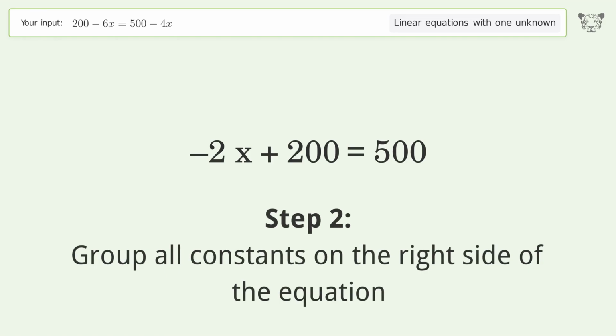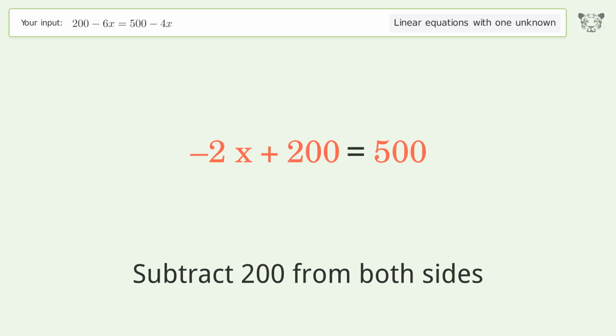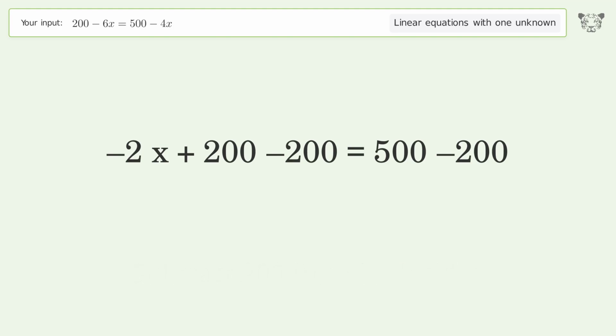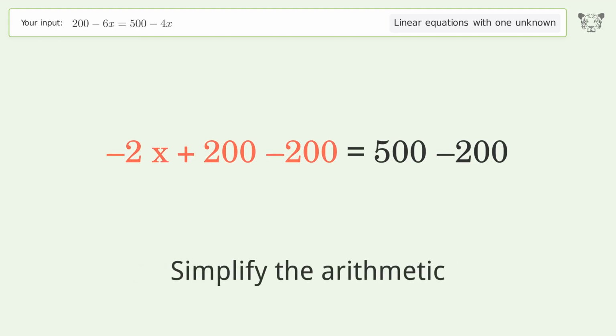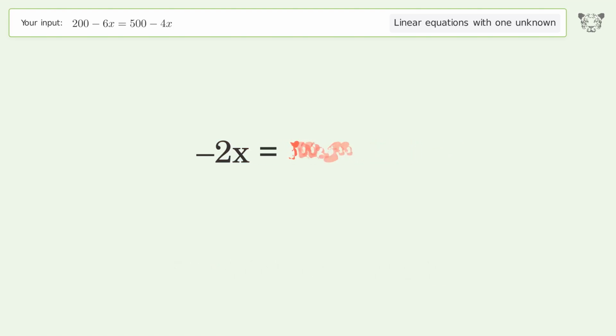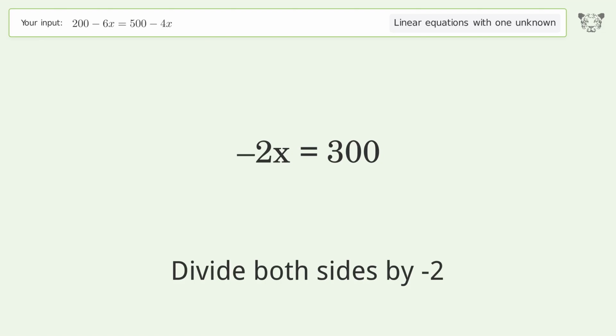Group all constants on the right side of the equation. Subtract 200 from both sides. Simplify the arithmetic. Isolate the x. Divide both sides by -2.